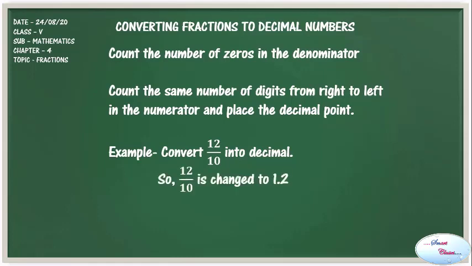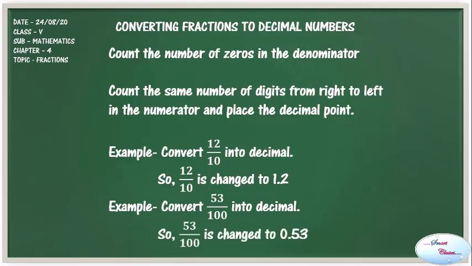1.2. For example, convert 53 upon 100 into decimal. Here there are two zeros, so we will count till two places from the right. After counting till two places, we will place the decimal point. So we will get 0.53, which will be written as 0.53.